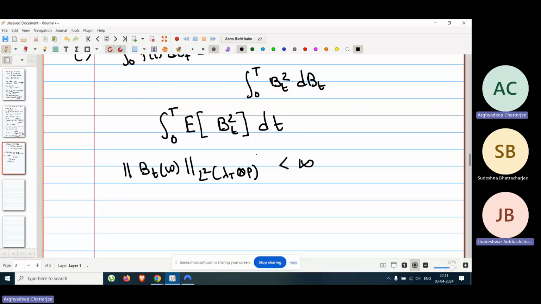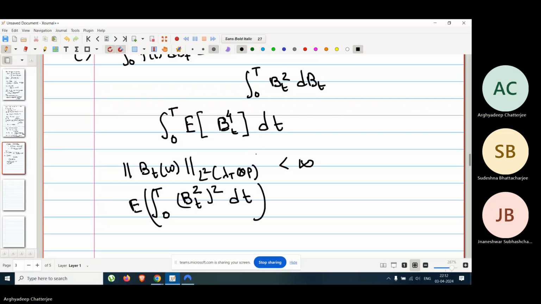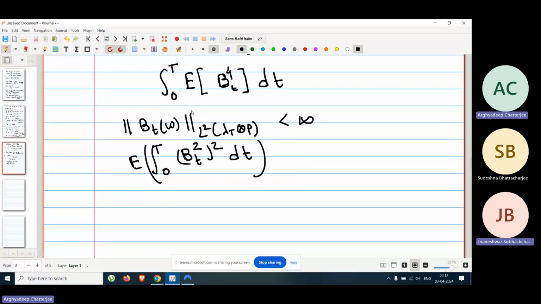By definition this is the expectation of the integral from 0 to t of B_t squared, whole squared, so this will be B_t to the fourth, dt, and the whole expectation. This is the L2 norm squared, and we are taking the root of this.